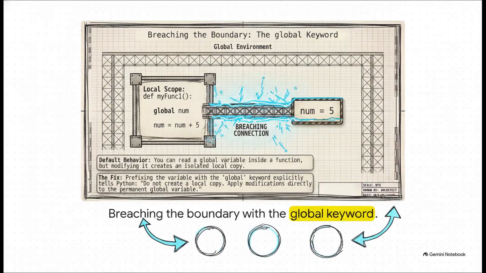But what if you absolutely must alter a permanent global variable from inside your temporary local room? Python's safe default is to just create an isolated local copy. To override this, you use the global keyword. It acts as a breaching connection, telling Python, hey, no local copies. Route my changes directly to the permanent factory floor.